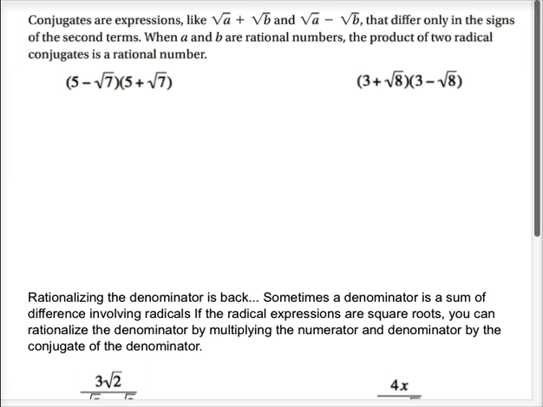So just to revisit, just to show you what does end up happening, we're going to do two examples of simply multiplying conjugates. I want you to notice they differ only in sign. You have 5 minus square root of 7 and 5 plus square root of 7. They differ only in that sign, but watch what happens. 5 times 5 is 25. 5 times square root of 7. Oh, I'm sorry, I wrote that wrong.